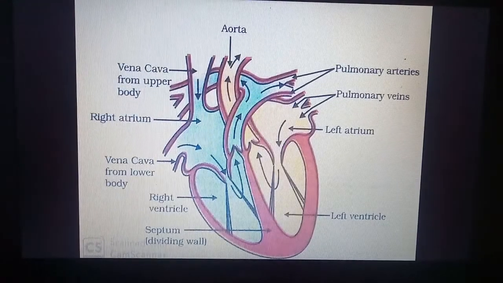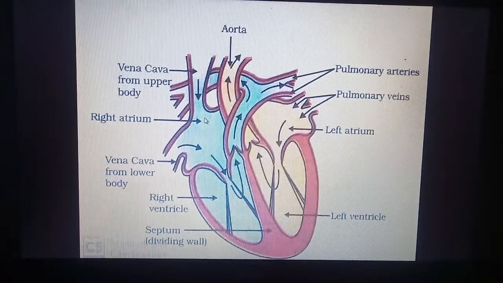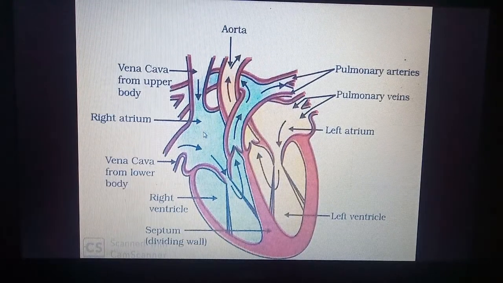Now let us see the structure of a heart. So in the heart there are mainly 4 chambers. The upper chamber is called atrium. So this is the right atrium and this is the left atrium. While the lower chambers are called ventricles. So in the right lower side there is the right ventricle, and in the left lower side it is the left ventricle. So we can see that mainly there is a right side and a left side.